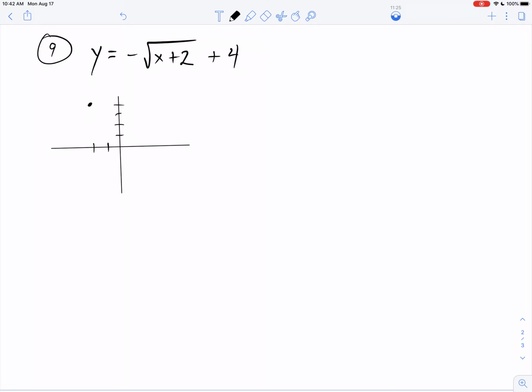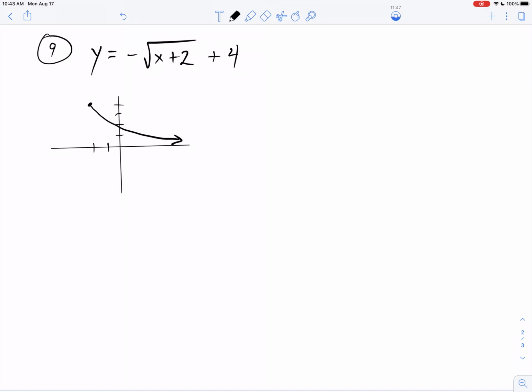If the original went like this, the mirror image of it would be down here. So let me do that again. If it helps you, sketch in the original faintly and then erase it if you have to. Because this is what that graph should look like.